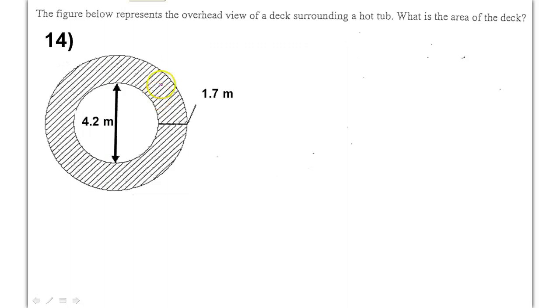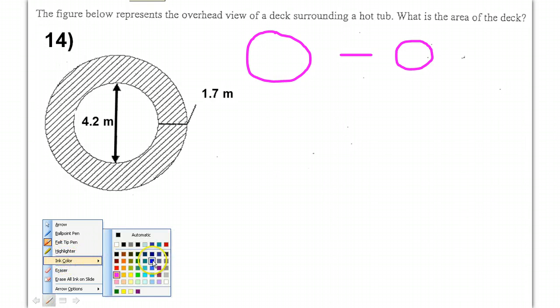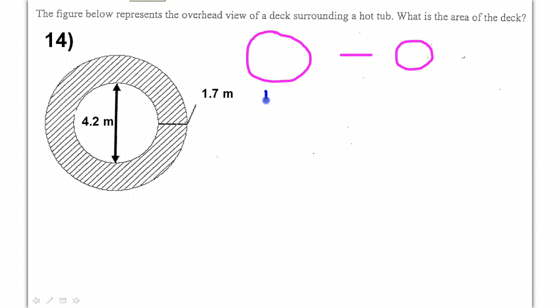Anytime we have a shape inside of a shape and we want the shaded area between them, our strategy is to subtract. Start with the outer shape, which in this case is the big circle, and subtract the inner shape, which in this case is just a smaller circle. So that's my strategy, big circle minus little circle. Well, in both cases, I'm going to be dealing with pi r squared, because they're both circles.